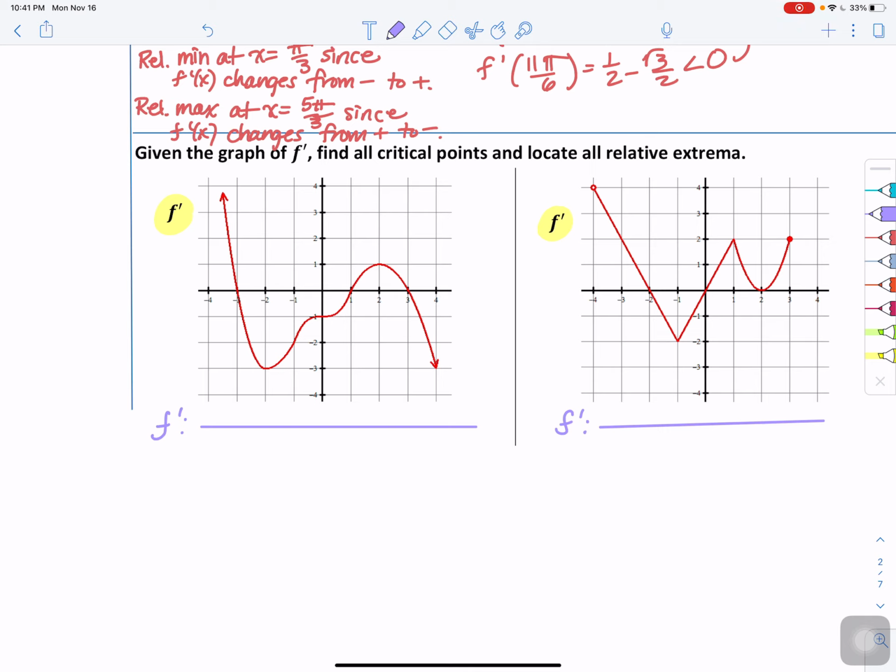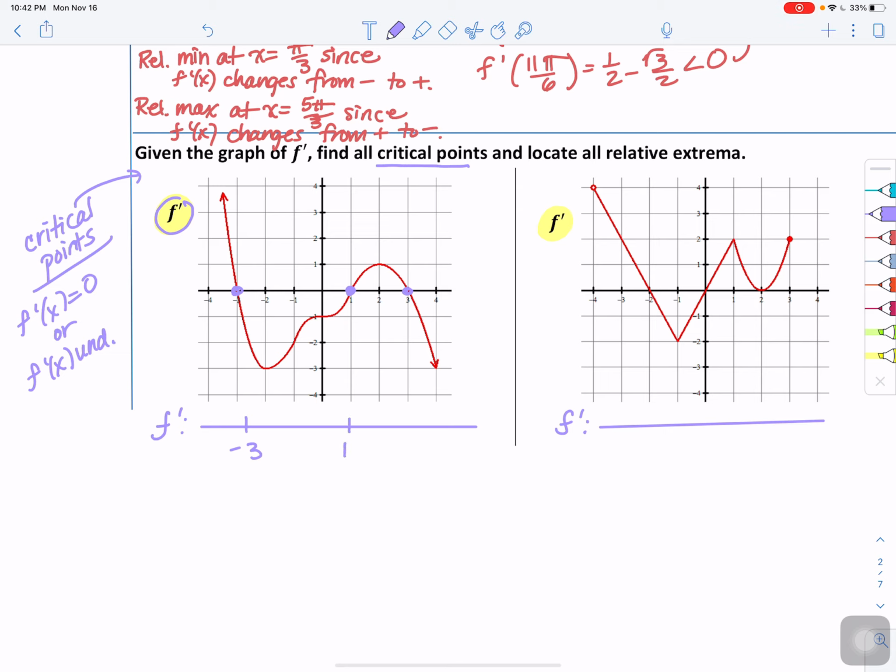Okay, if this is f prime and the critical points are where what? Critical points, this is where f prime of x is equal to 0 or f prime of x is undefined. So we're looking for where f prime of x is equal to 0, meaning it's going to cross the x-axis. That's where f prime's value is 0. So we have a -3, a 1, and a 3. And now all we have to do is look at the graph.